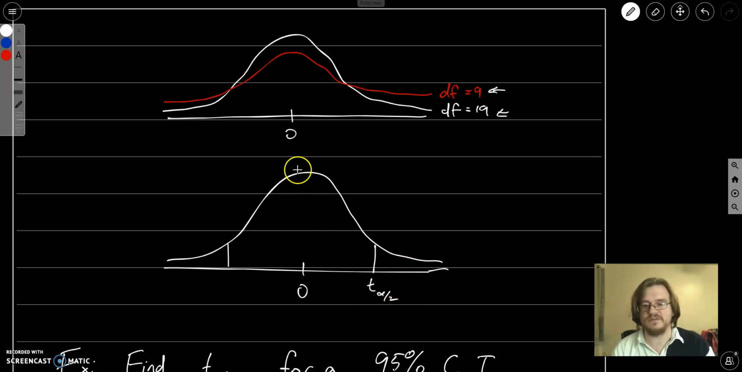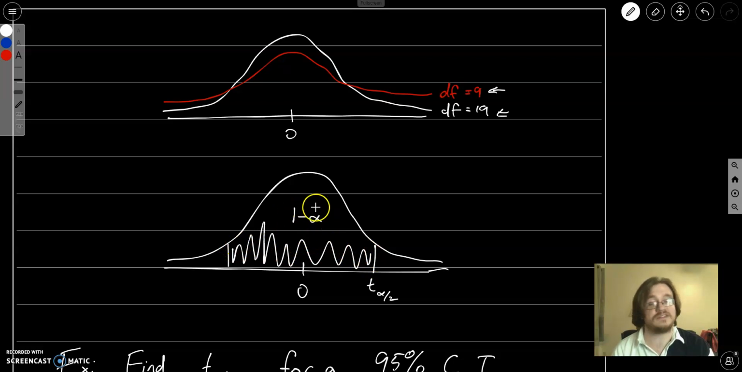What does this refer to? Well, the area in the middle is going to be 1 minus alpha. So our confidence is going to be that the population mean is going to be within 2 values, and this is our confidence. This is our way of determining our confidence interval.